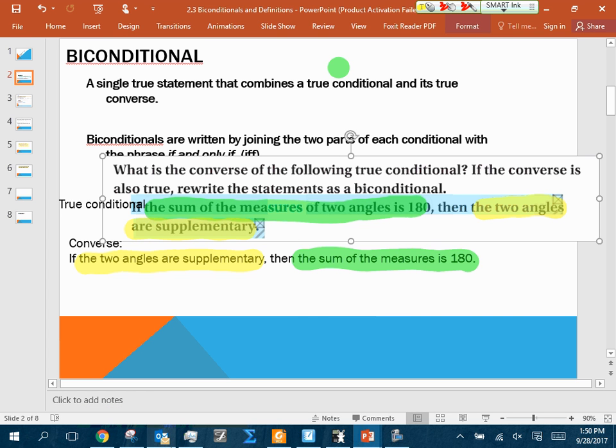Is that doable? Okay. Would you argue that the converse there, if two angles are supplementary, then the sum of the measures is 180, is that true or false? Sure, that's true. So right now we have a true conditional here, and we have a true converse. So what we can do is rewrite those as what we call a biconditional.